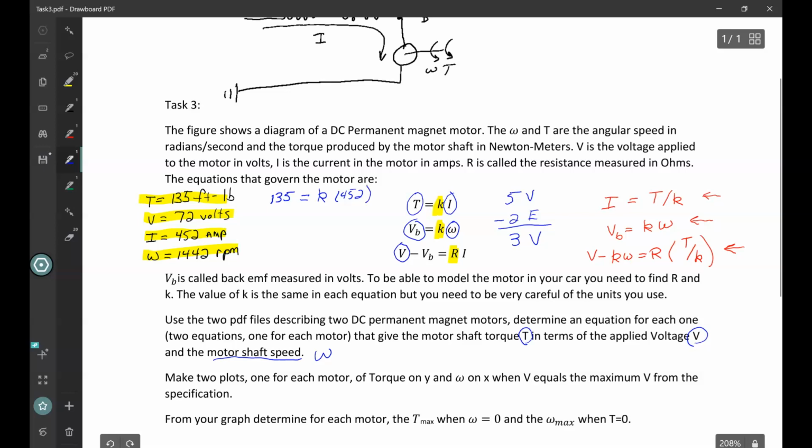Okay, so from there you can solve for K. Now again, watch out for the units. Make sure that you put it in consistent units. Now for the second equation, I don't know VB, but I do know omega. Well, let's skip down to the third equation. You know the voltage. The voltage is equal to 72.